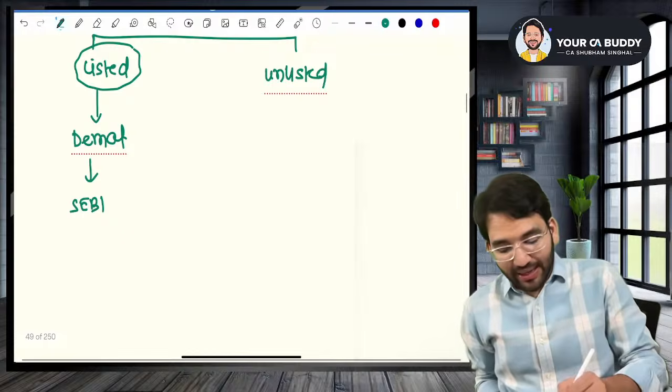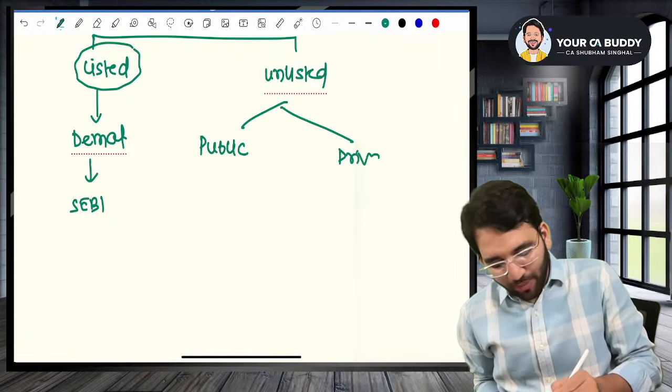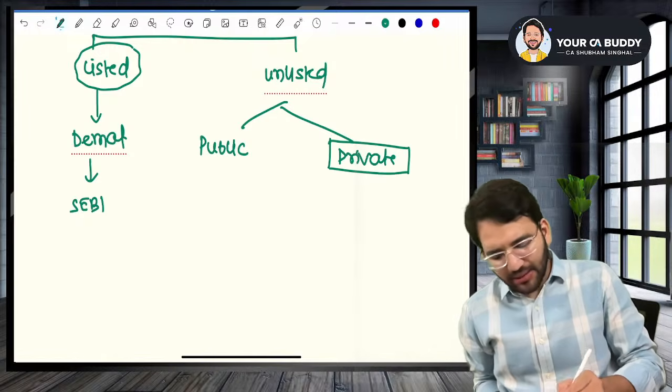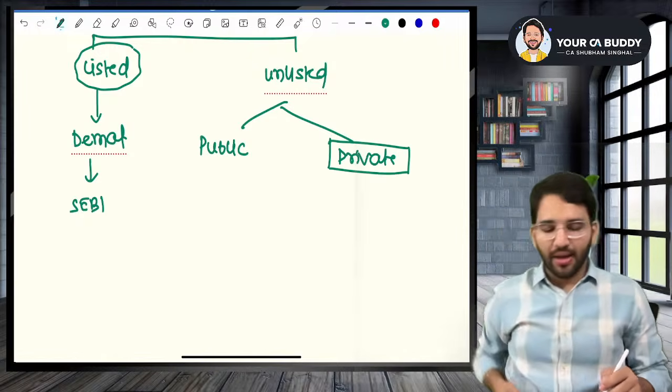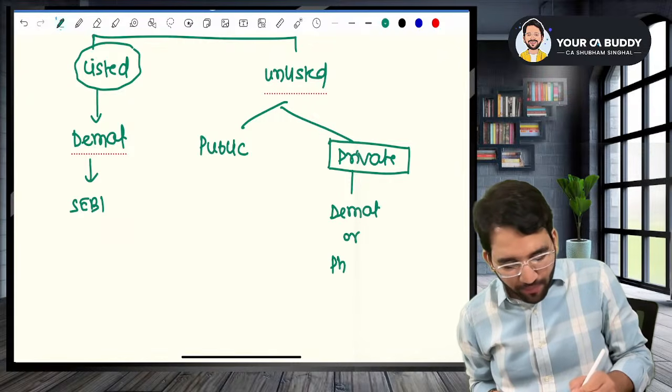But then for unlisted company, we divided into 2 parts. We first attacked public company and then we came on to private company. We said private companies, first what did we say? That you can have your shares in demat form or in physical form, whatever you want.